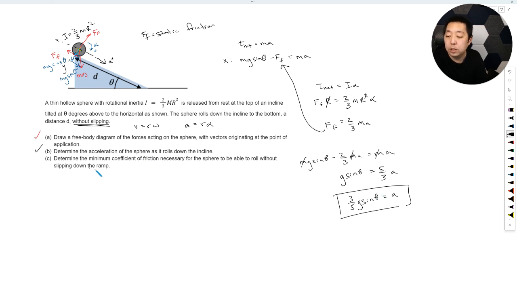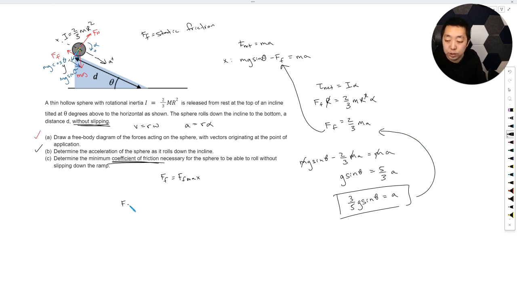Okay, boom. Determine the minimum coefficient of friction necessary for the sphere to be able to roll without slipping down the ramp. So now, at this point, what happens if the coefficient of friction is too small is the frictional force we need here might exceed the maximum frictional force. So here we have the frictional force equals the maximum. Okay, what is the frictional force? Well, we found the acceleration. We can plug that into here.